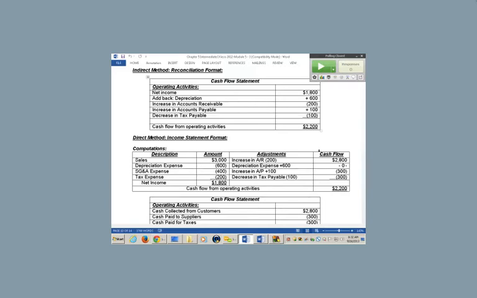So you've got sales of 3 and receivables increase. That means you collected $2,800 from customers. Depreciation expense does not appear on a direct method cash flow. We just zero that out. SG&A expense was $400, but since you had payables of $100, that means you only had a cash expenditure of $3. And then finally, you've got the decrease in tax payable, meaning that you paid for the taxes you charged against income on the income statement, but you also paid for some of last year's expenses.